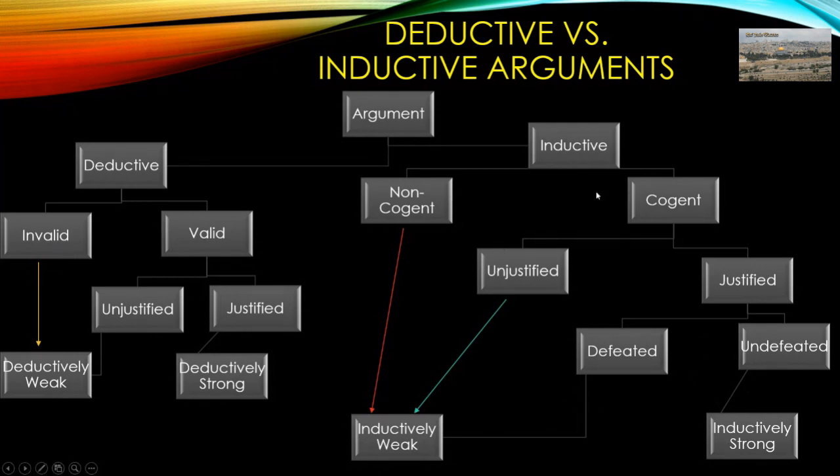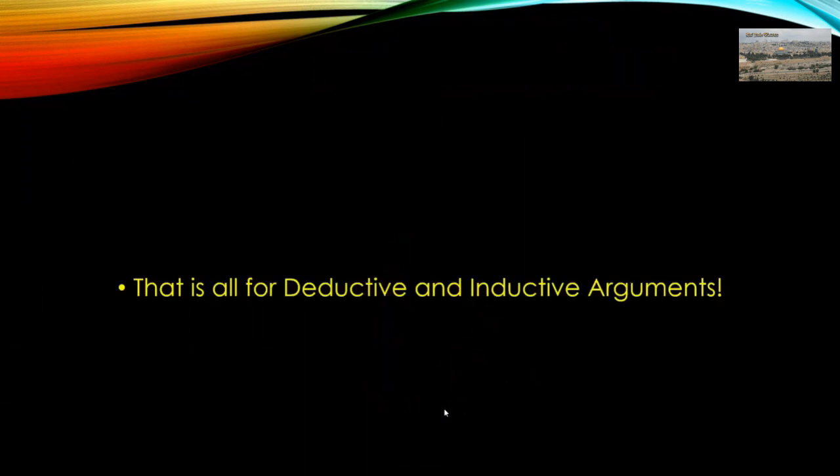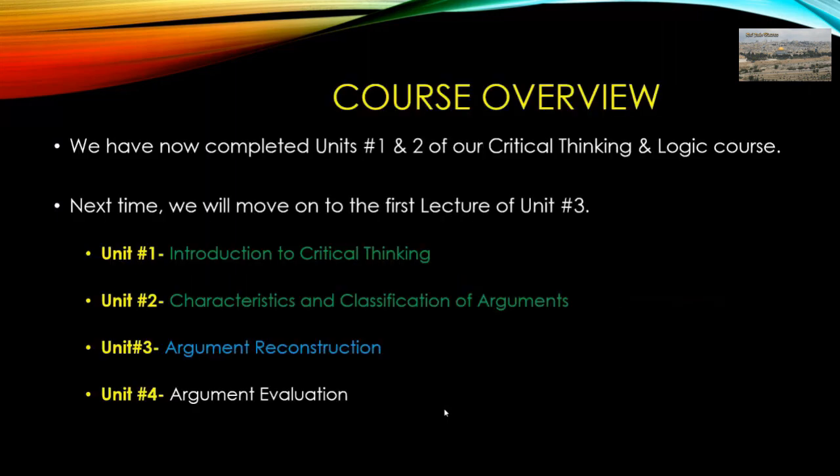And remember, this doesn't depict the combinations, right? So it could be non-cogent and unjustified, and yet undefeated, and it's still inductively weak. It could be non-cogent, justified, and defeated, and inductively weak, so on and so forth. Any combination. Okay? That's it. So that covers it for Unit 2 on the deductive and inductive arguments, guys.